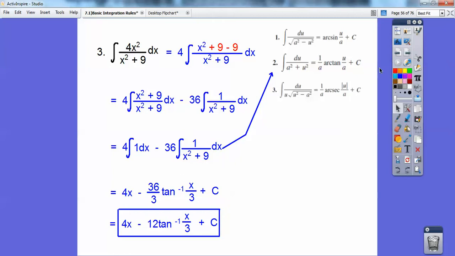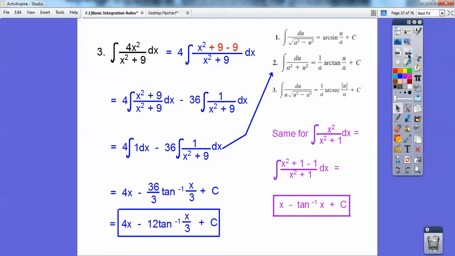Okay, let's try another one here, you guys. Same for this one. If you had x squared over x squared plus 1, I think this is one of your homework questions, you guys. I'd do plus 1 minus 1, and you get the same sort of setup on that answer. You guys see that? Okay. All right, so this guy right here.